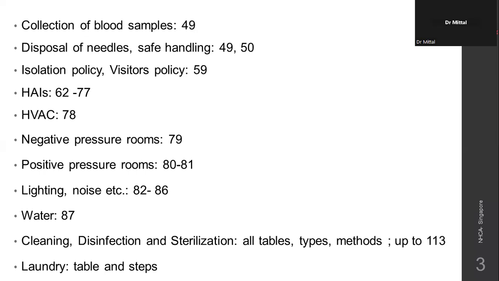Healthcare associated infection, page number 62 to 77. The entire topic is important: CAUTI, CLABSI, VAP, SSI. All the healthcare associated infections. The bundle of care is also given in this chapter. Everything is important, a very important chapter, the entire chapter.